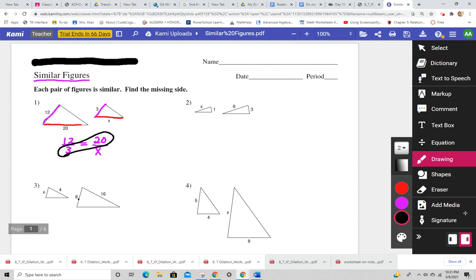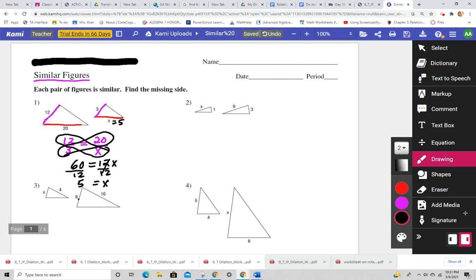3 times 20 is 60. And 12 times x is 12x. We will divide both sides by 12. X equals 5. So the missing side here is 5.